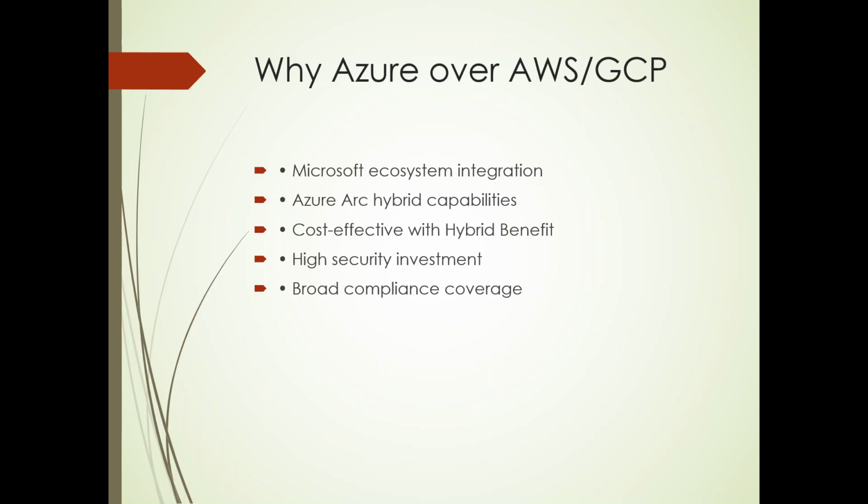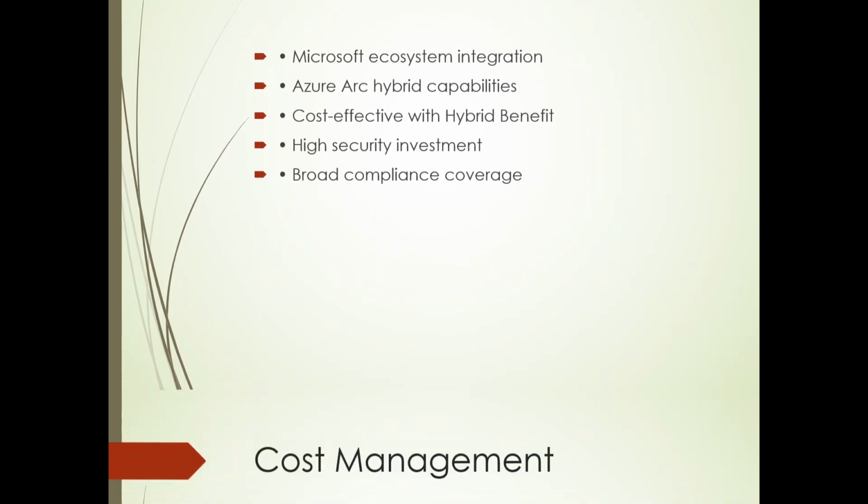The second part is the hybrid capabilities of Azure Arc. Unlike AWS and GCP, Azure is built for hybrid from the ground up. With Azure Arc, you can manage on-prem, multi-cloud, and edge workloads with one control plane. You can see your AWS virtual machines in the Azure portal and manage them from there using Azure Arc, as well as your on-prem virtual machines. So this is integrated with Azure.